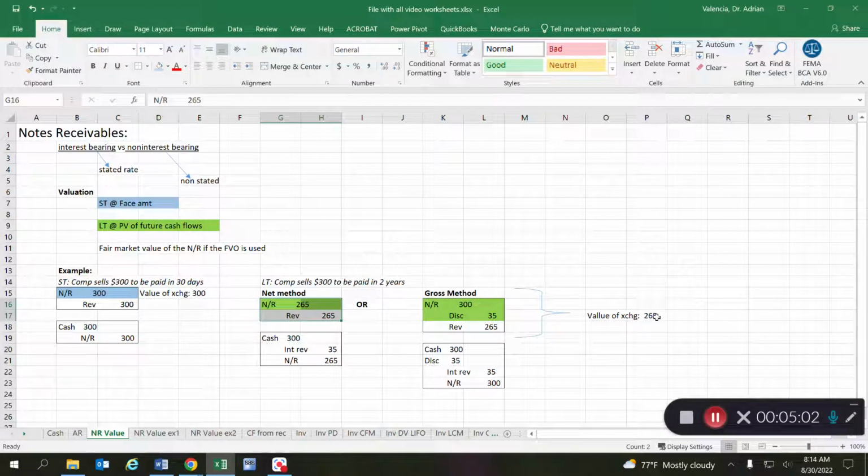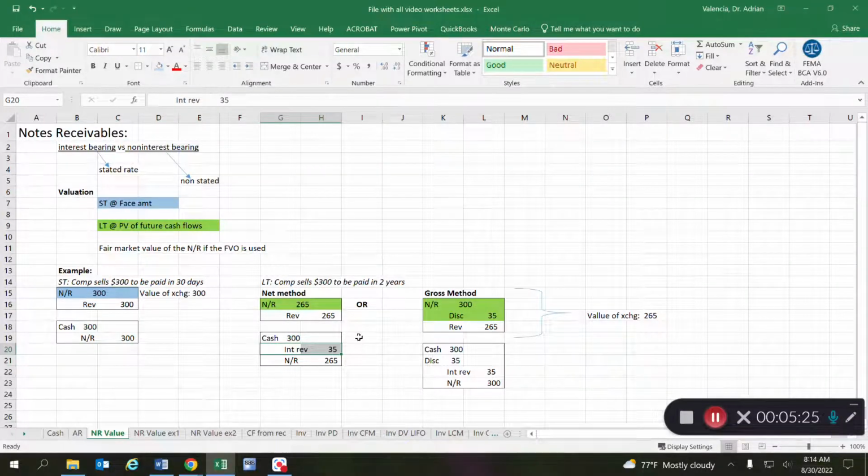So that's why I note here the value of the exchange under this long-term environment is 265, the present value of the future cash flows. And then what would happen is that later on, when we receive the whole $300, we would have interest revenue of $35, and then we would reduce the receivable for the original 265.